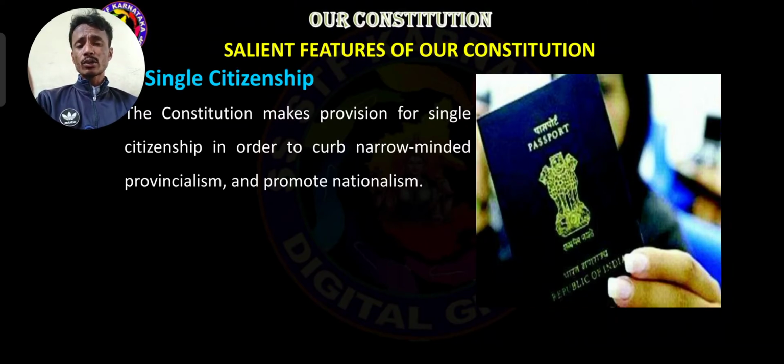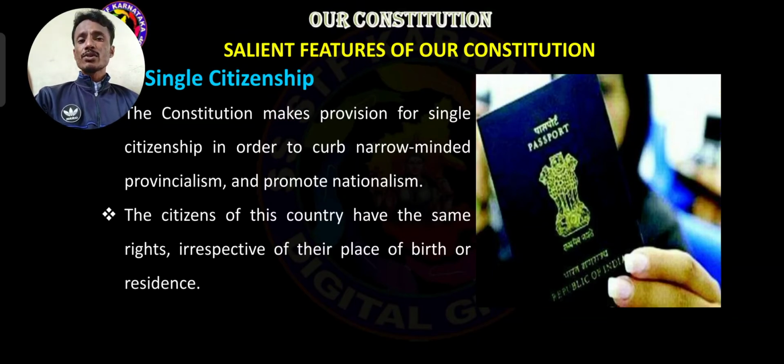If we people belong to Karnataka, we love only Karnataka, official language Kannada. We neglect Andhra Pradesh, Tamil Nadu, Kerala, and so on. That is provincialism, discrimination between the states. So this affects the national interest. All the citizens, whether they belong to any state, are all Indians. It promotes nationalism. Everybody has patriotic feelings for the nation. Because of this reason, the Indian Constitution provides single citizenship. So the citizens of this country have the same rights throughout the country, irrespective of their place of birth and residence.